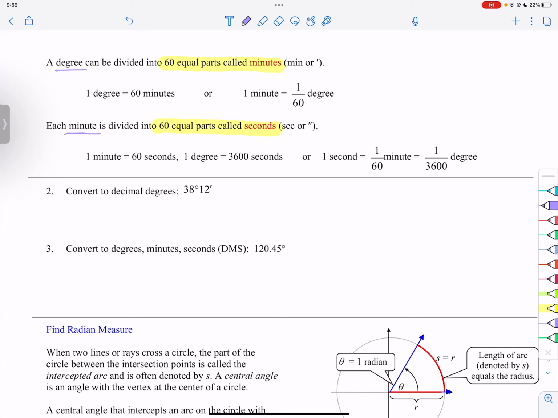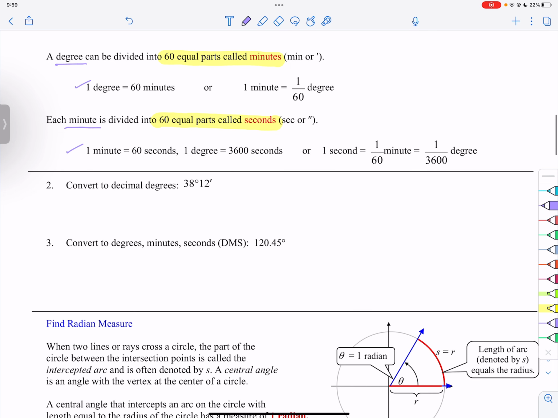So we have 60 seconds in a minute, and we have 60 minutes in a degree. And you can see those right here. So let's do some converting. Let's convert to decimal degrees.